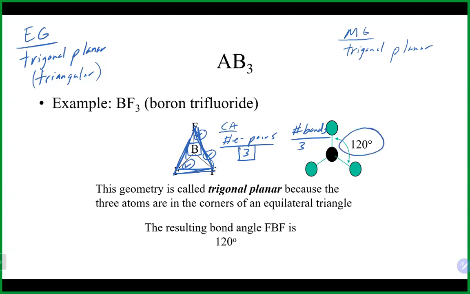So 3 electron pairs and 3 bonds will result in this trigonal planar. And what's happening is, because of the extra bond, this guy goes upwards and these guys go downward, but they can't get too close to each other. So again, they end up in the corners of a triangle in this particular case. Any questions on that there?